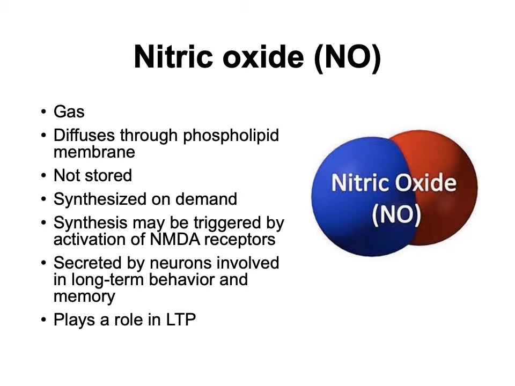Nitric oxide is a gas neurotransmitter, and it'll diffuse right through the phospholipid membranes of the neuron that produces it. So it's not stored, but it is synthesized on demand. The synthesis may be triggered by activation of NMDA receptors, because we talked about its role in neuroplasticity in the previous slides there. It is secreted by the neurons involved with long-term behavior or long-term memory, and it plays a significant role in long-term potentiation by retrograde stimulation of the axon terminal to release additional neurotransmitters.